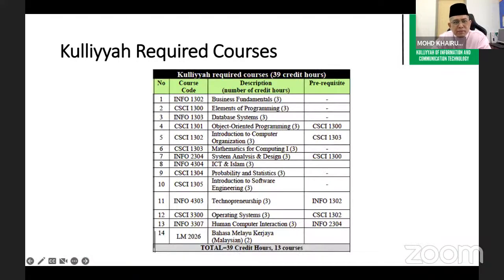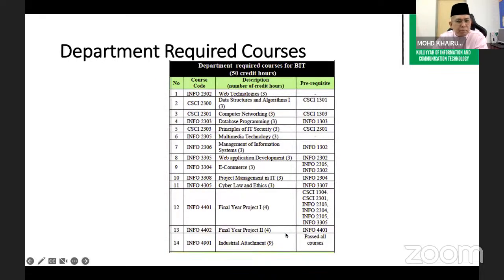And then the kuliah required courses, as mentioned by Dr. Amir. We have business fundamentals, and all our students need to take it, for example, elements of programming, database systems, object-oriented programming, OOP, introduction to computer organization, mathematics for computing, system analysis and design, ICT and Islam, probability and statistics, technopreneurship, operating systems, human-computer interaction, and Bahasa Melayu. All together, you have to take around 39 credit hours in this kuliah required. So whether you are in IT or computer science, you have to take and complete these courses before we go to the discipline or department required courses.